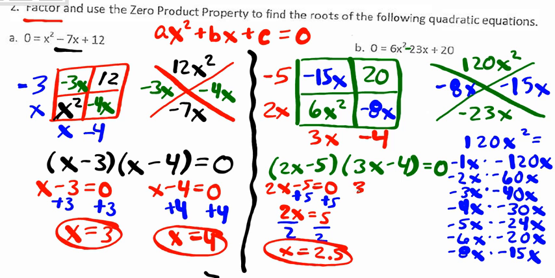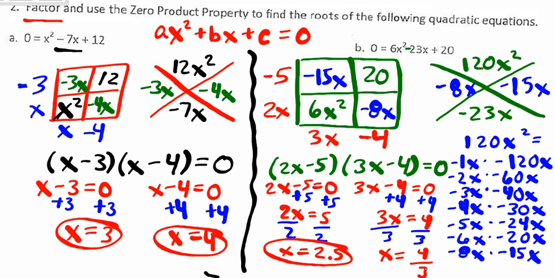Then we've got 3x minus 4 equals 0. So I need to add 4 to each side of this equation. I have 3x equals 4. I divide both sides by 3. When we divide by 3, we don't get a whole number as our answer. So we're just going to leave it as x equals 4/3. So we get x equals 2.5 and x equals 4/3.